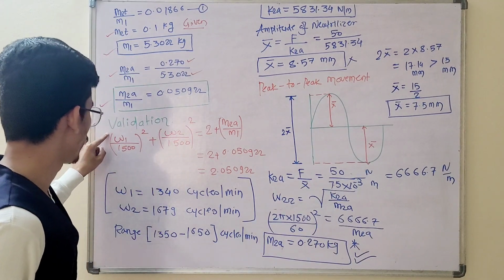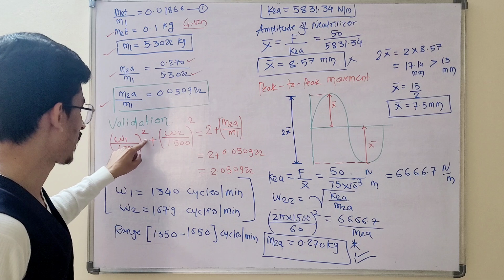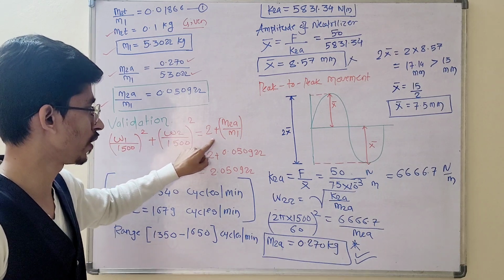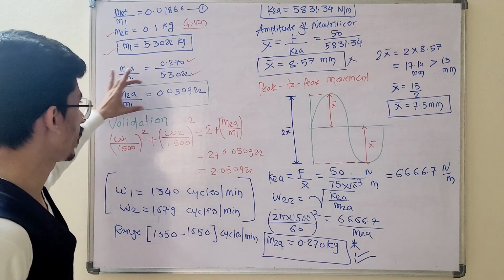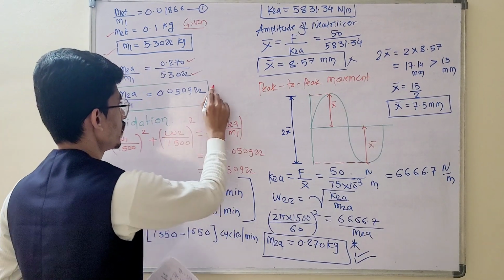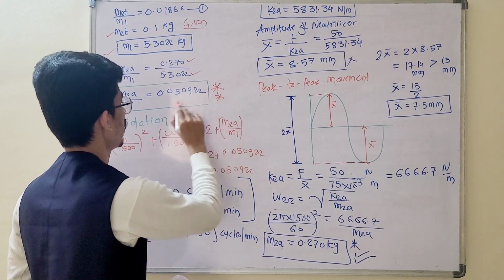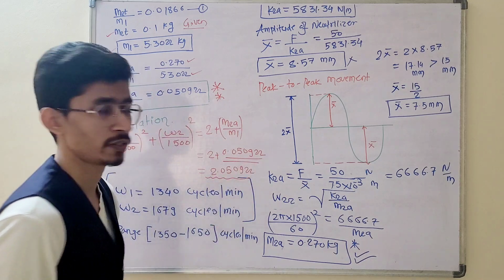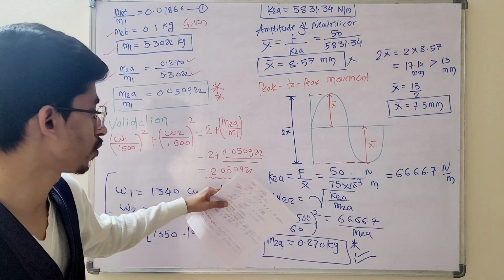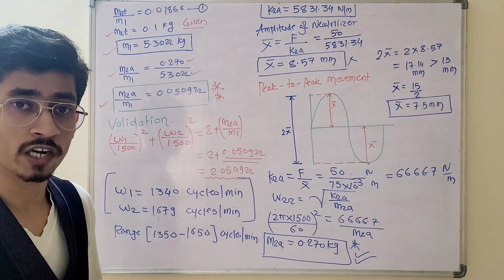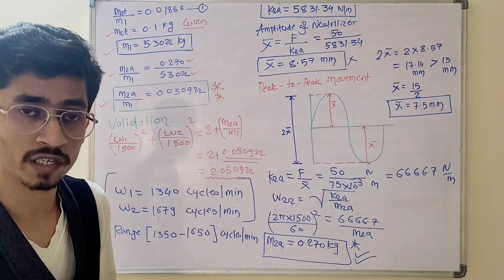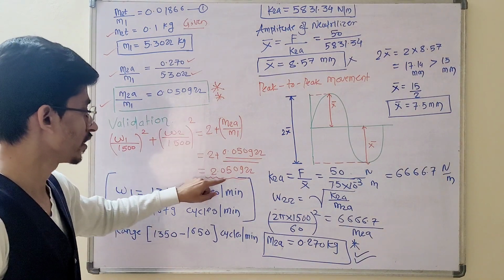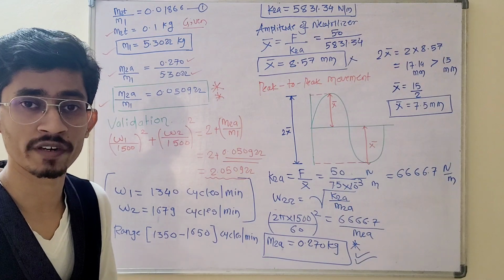Validation is nothing but omega 1 divided by 1500, squared, plus omega 2 divided by 1500, squared, is equal to 2 plus M2A by M1. M2A by M1 is the newly found data, and we are utilizing it over here. And what is the ratio? The right hand side we have obtained as 2.050922. So what will be the new frequencies F1 and F2, or omega 1 and omega 2, to fulfill this newly obtained right hand side?